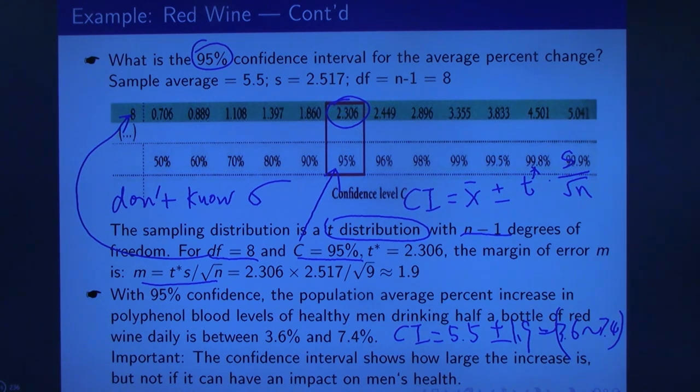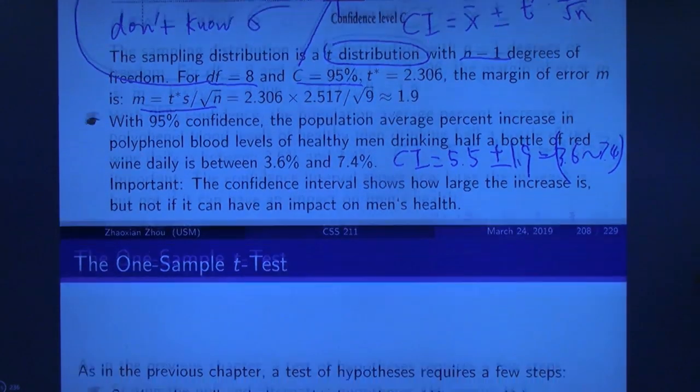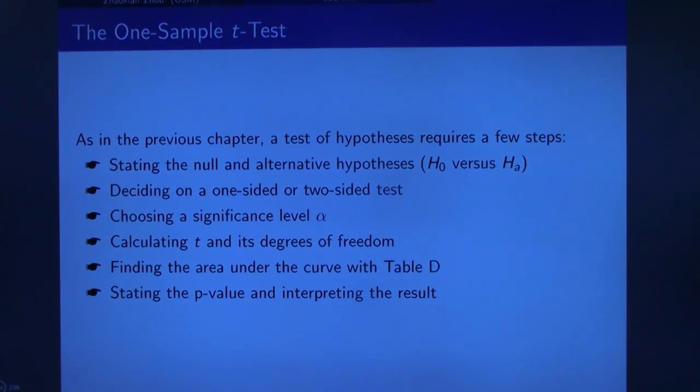So up to this point, we finished how to calculate the confidence interval for a t distribution. The next is very straightforward. We need to know how to do a one sample t-test, significance test. If we still remember how to do the z-test, significance test for normal distribution, then there's no difficulty in how to do this one sample t-test.